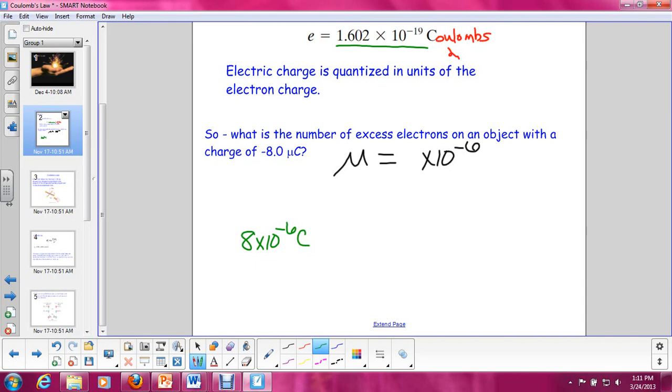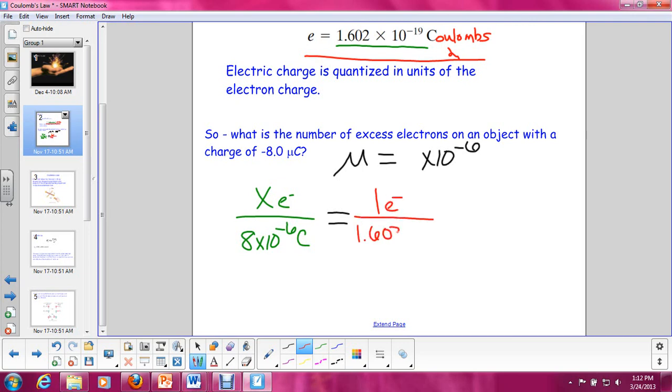And I want to know, how many electrons do I need to make that charge? So I'm going to set it up as a proportionality. It takes X electrons to make a charge of 8 times 10 to the minus 6 coulombs. In order to figure out X, we need another side to our equation, and that is this definition up here. We know that if we have one electron, it will have a charge of 1.602 times 10 to the minus 19 coulombs. So now we have an equation with one unknown, and we can solve.